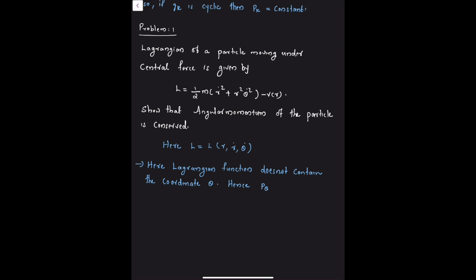Then from the definition of cyclic coordinate, when theta is absent in the Lagrangian, the corresponding momentum, that is p theta, is constant. Now how do you find p theta? p theta is dou L by dou theta dot. You have the Lagrangian half m r dot square plus r square theta dot square, minus V of r. Then dou L by dou theta dot, that is p theta, is m r square theta dot, which is nothing but m r square omega.